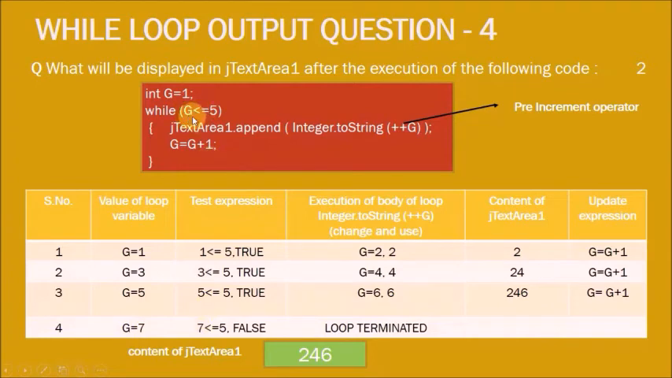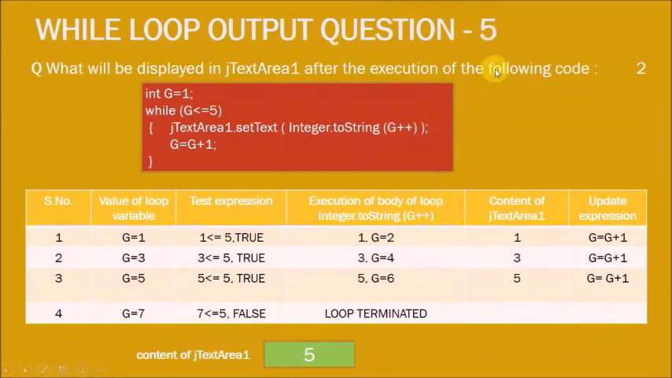Now we will again go to the test expression. Now 7 less than equal to 5 is false, so the loop will terminate. And the final content of JTextArea1 is 2, 4, 6. So you can see the effect of the pre-increment operator, that the output is 2, 4, 6, and in the case of the post-increment operator, the output was 1, 3, 5. So you have to be very careful when you are using these operators.